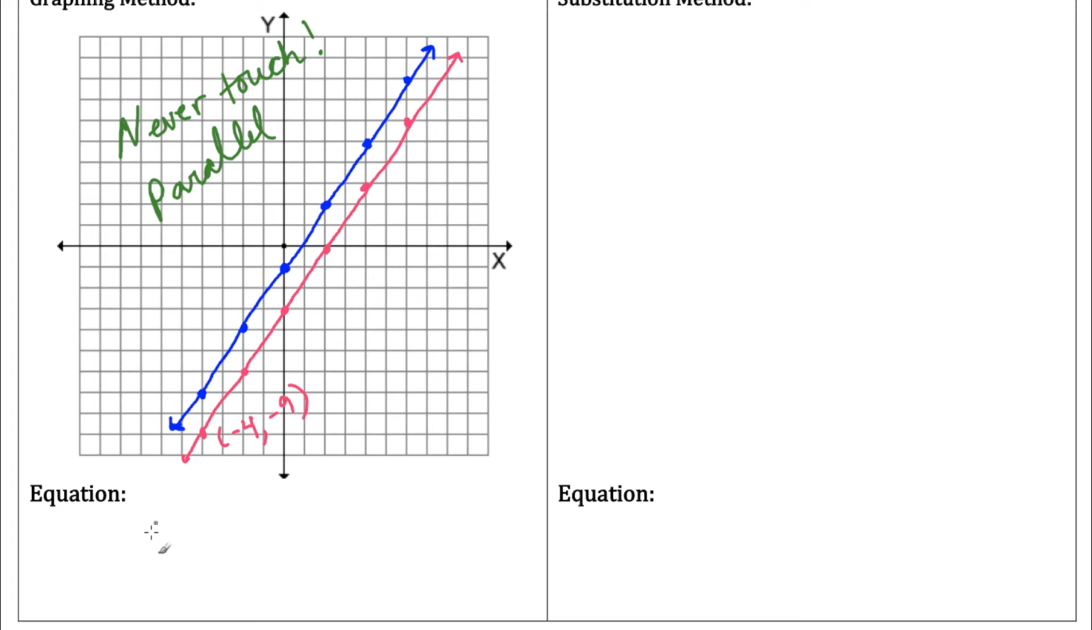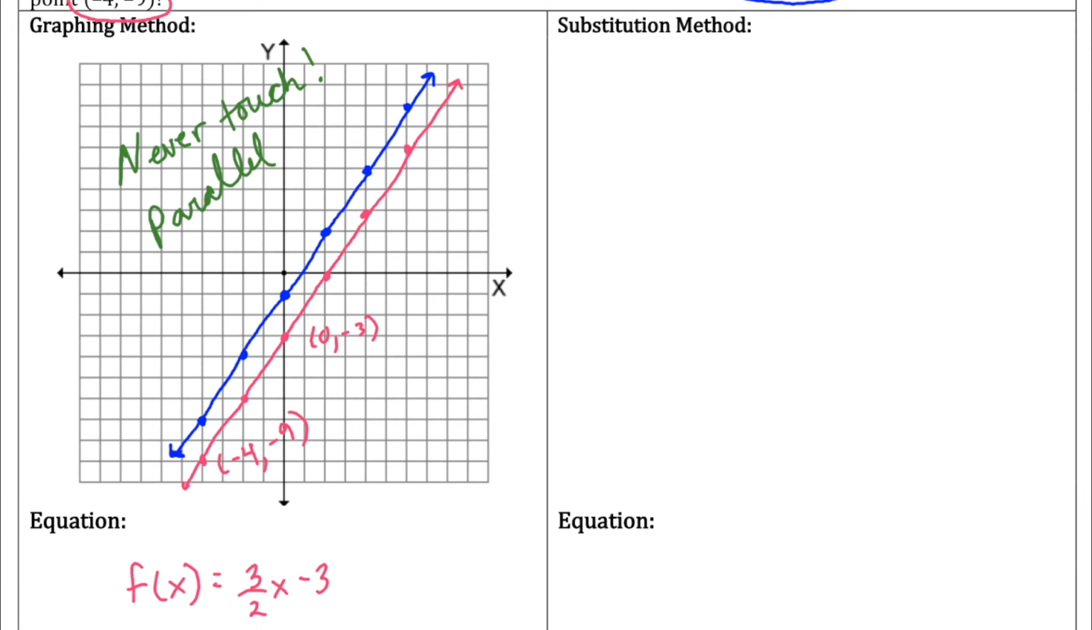So 0, -3. So f of x equals, you could also put y if you want, -3. And what made it parallel is that it also went up 3/2. So 3/2. And don't forget your x. So let's do it like this. So -3, and then it went up 3/2. Cool. Now let's figure out how to do this if we didn't have a graph, right?